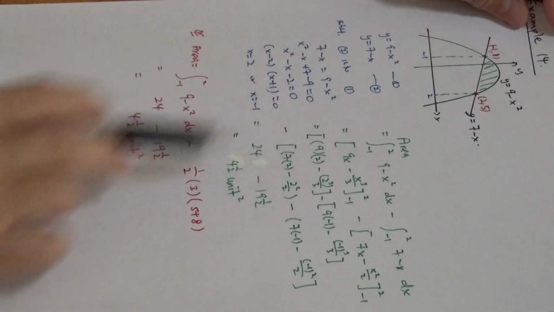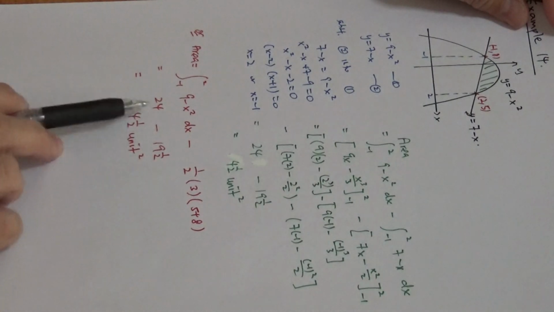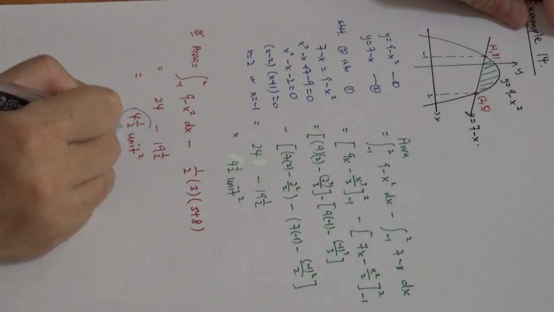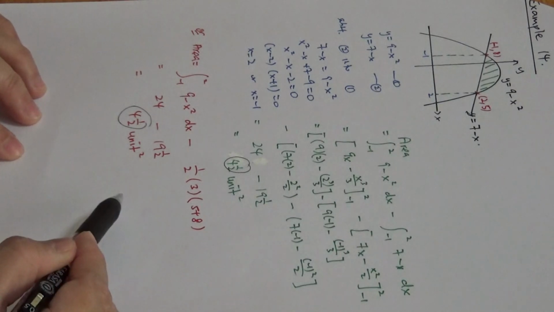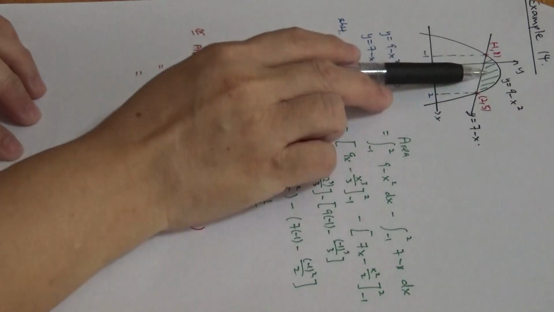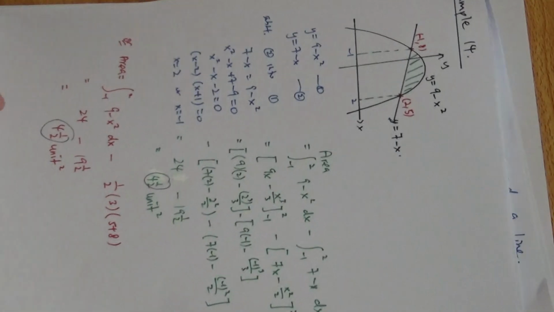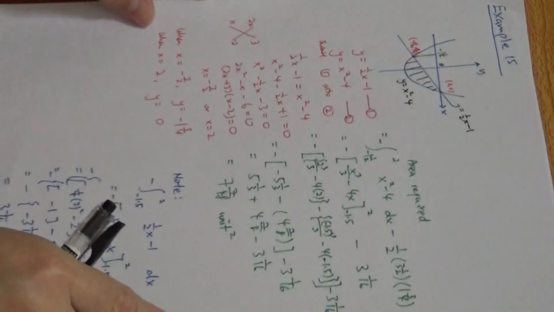These are the 2 parallel sides, sum of the 2 parallel sides. I get this, I will also get the same answer as 4.5 units squared. So it's up to you to choose either this method or this method to use to find the area of the shaded region. Okay? Alright, next we move on to example 15.